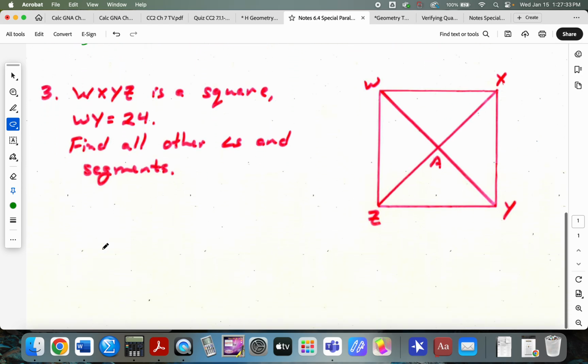All right, and then one more example. Here we have that WXYZ is a square, and they give you the length of WY is 24. I want you to find all the angles and segments. The angles, you should be able to go through this in about 4 seconds and get all the angles. Because they're all either going to be 45 or 90. Takes longer to write it than it does to say it. That took me longer than 4 seconds.